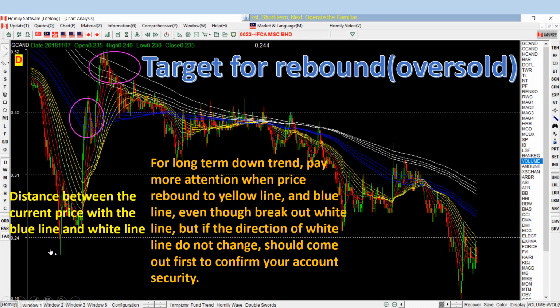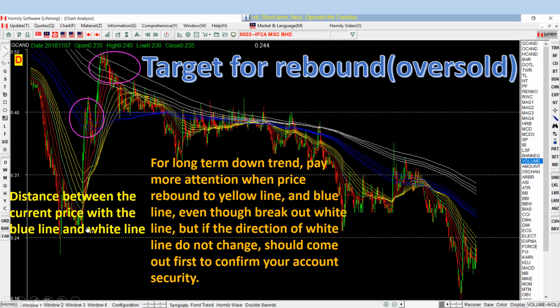After oversold, mostly it will rebound. So we should know about the distance between the current price and the blue line and the white line, so that we can know about the target price for the rebound. We can see this one is quite far away from the MA, from the white line and the blue line. So it means it still has some space to rebound. For this rebound, maybe you can manage to do this, but you should know this is still a downtrend, so you must be aware of the risk.